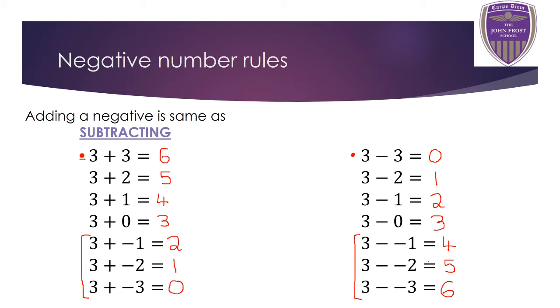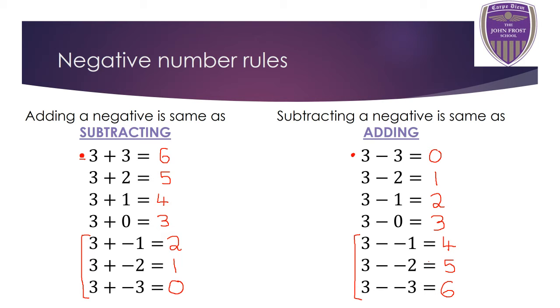Now, focusing on these bottom three, what's happening with these numbers? What's actually happening when we take away a negative? Well, 3 take away minus 1. It doesn't look like we're taking away 1. It looks like we're actually adding 1. So 3 plus 1 is 4. Same for the second one. 3 take away minus 2. That looks like we're doing 3 plus 2. And 3 take away minus 3 looks like we're doing 3 plus 3. And that's exactly it. Subtracting a negative is the same as adding it, okay? So rather than subtracting minus 1, we're actually just going to add 1, okay?